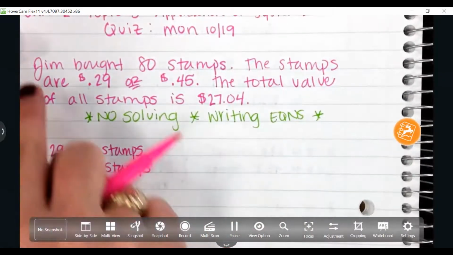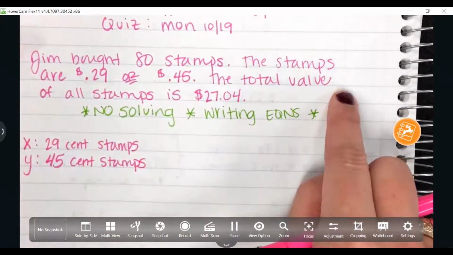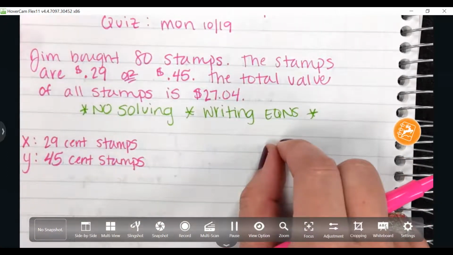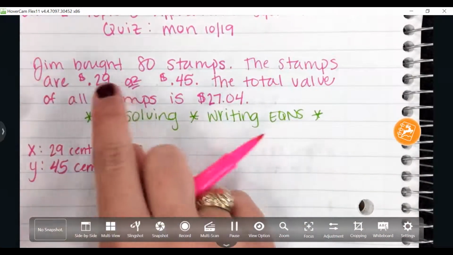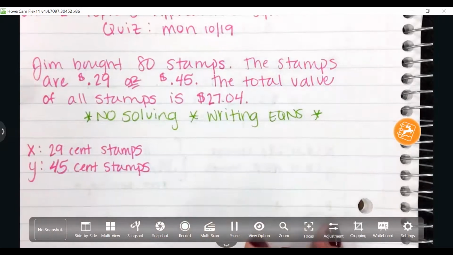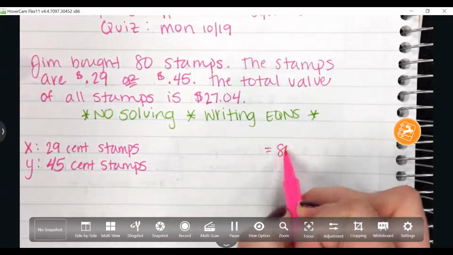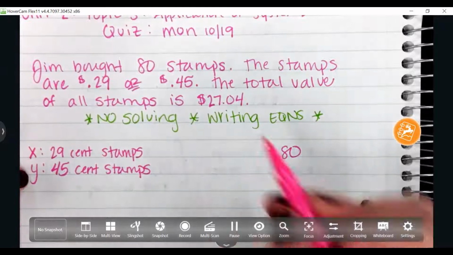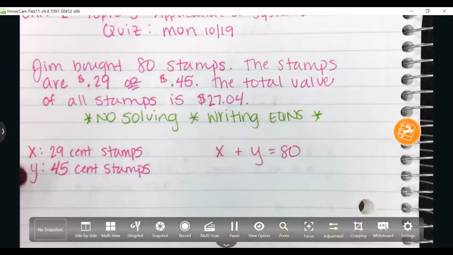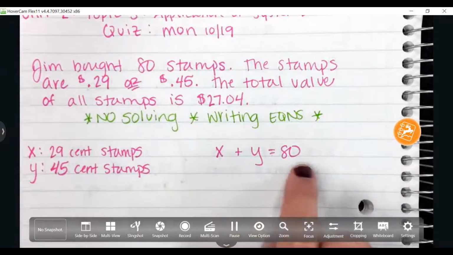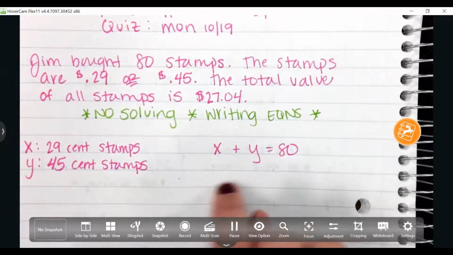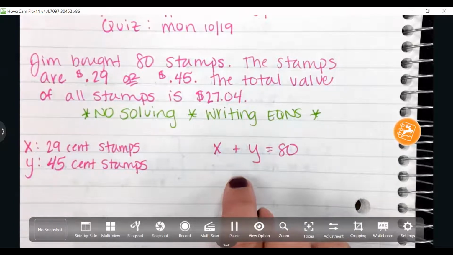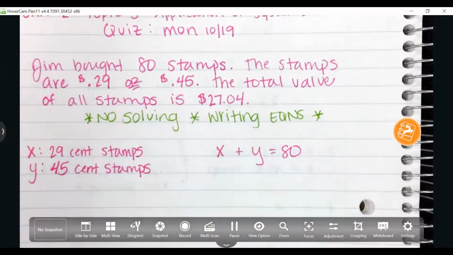So now I'm going to read this one sentence at a time and write equations to help me with the word problem. Jim bought 80 stamps. Is 80 a part or a total? So I know something has to equal 80. What has to equal 80? All of his stamps. Well, what are his stamps? X and Y. So I'm going to have X stamps and I have Y stamps. If I have 80 stamps, do I care how much those stamps cost? No, I just care about the number. So nothing in front of these, okay?